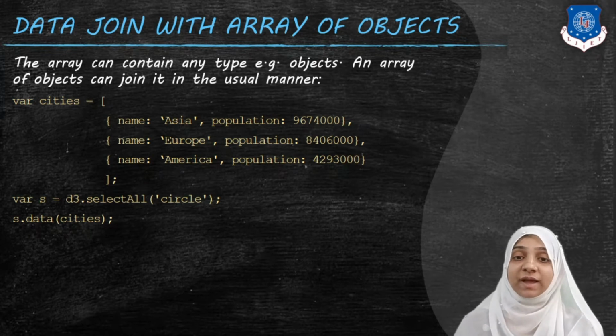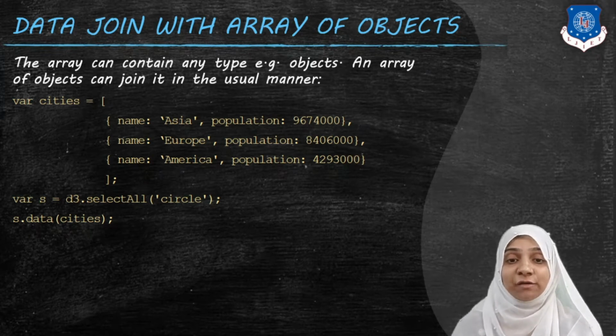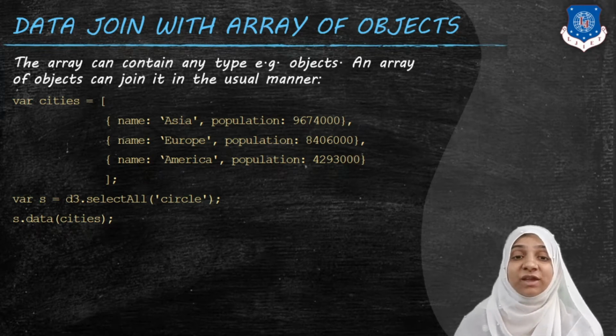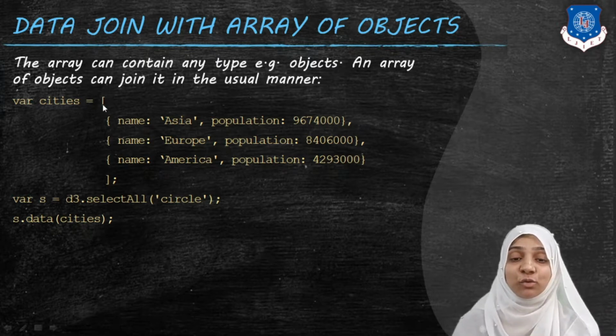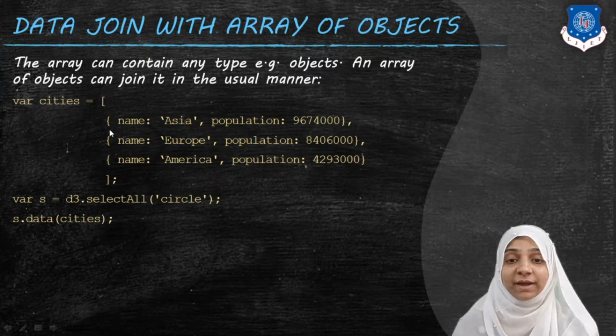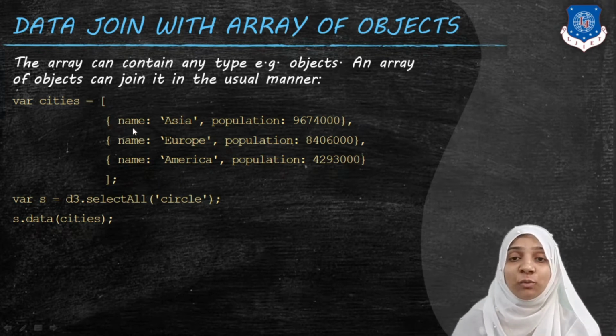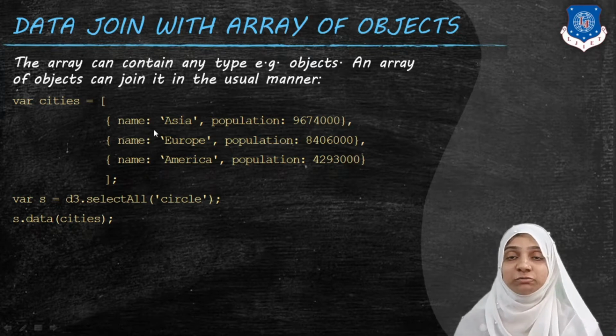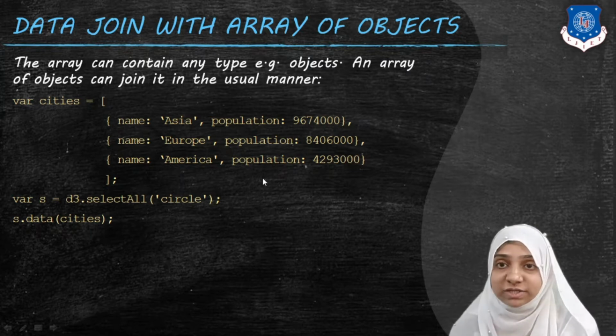Say for example, an array contains objects. The array name is cities, and this array is denoted by the opening and closing square brackets. Within these brackets, an element is not a value directly, it is an object. An object is denoted between opening and closing braces. So the first element is an object, the second element is also an object, and the third element is also an object.